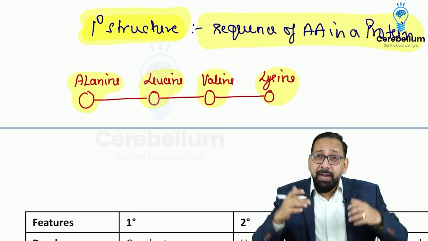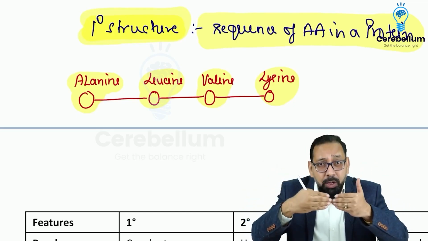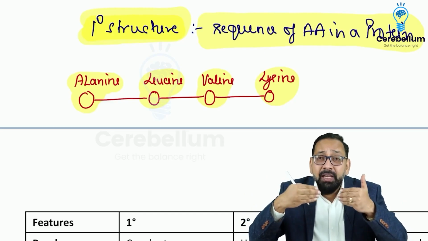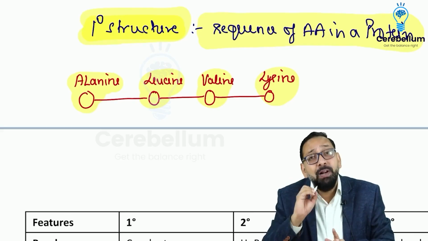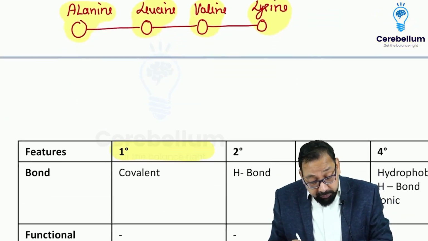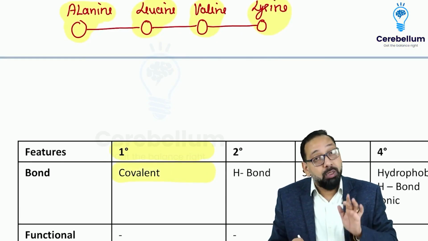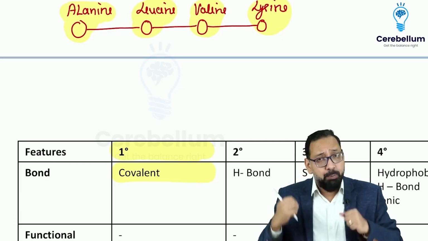And we found that in a protein, these amino acids are joined by amide bond, peptide bond, and these amide or peptide bonds are covalent bonds. So question is asked that primary structure means sequence of amino acids, main bond is covalent bond. It is stabilized by covalent bond.